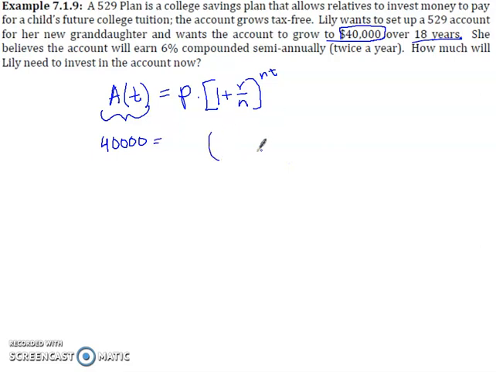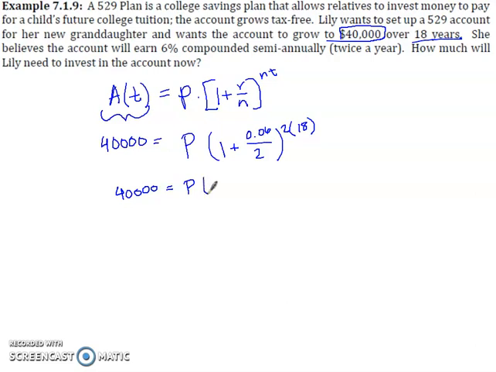So I know that I'm going to have an exponent of n multiplied by 18. She believes the account will earn 6% compounded semi-annually. So I know that my r is going to be 6%, 0.06. Semi-annually means 2 times a year, so in my exponent, I have 2 times 18. And what we want to know is how much we need to invest now. So what's our principal? I'm going to simplify that right-hand side as far as I can, and then I will divide to solve for P.